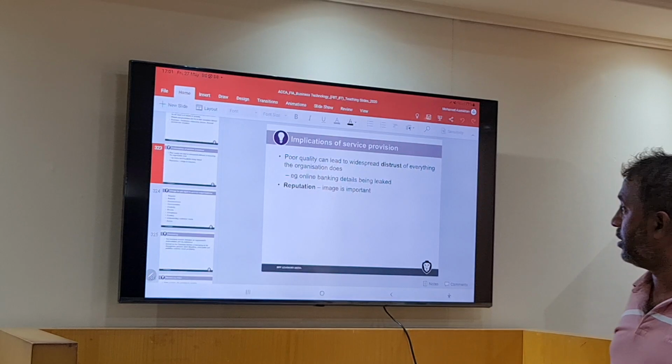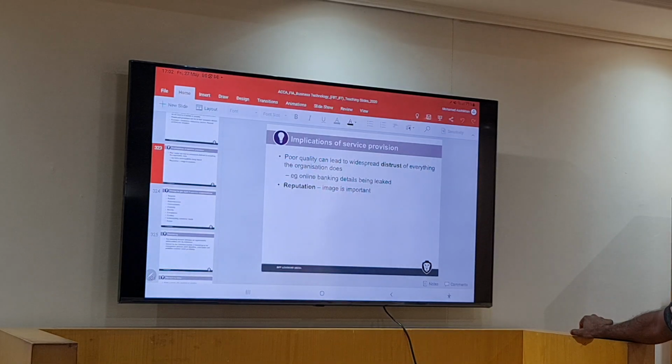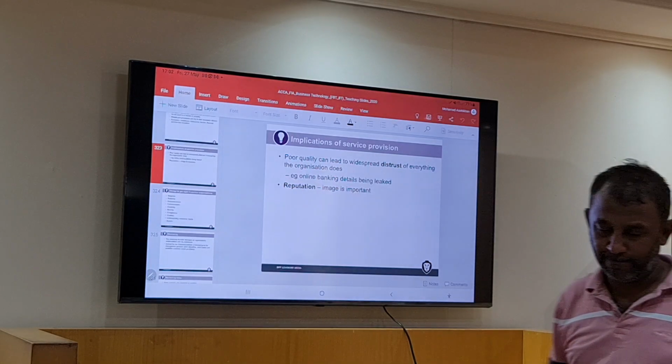Implication of service provision. Poor quality can lead to widespread destruction of everything the organization does, obviously. Online banking details being leaked. Reputation, image is important. So you will lose all your reputation if you are doing something wrong and bad.